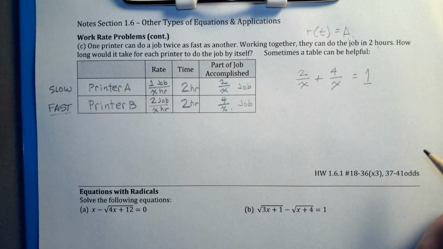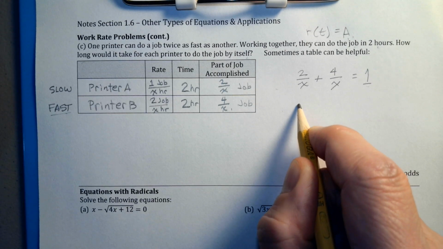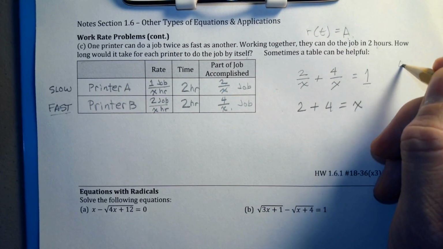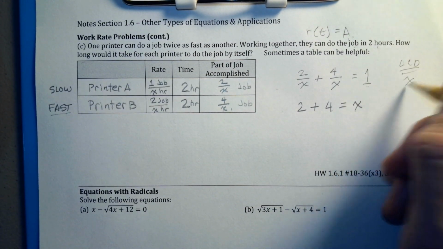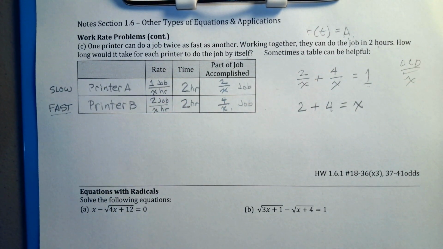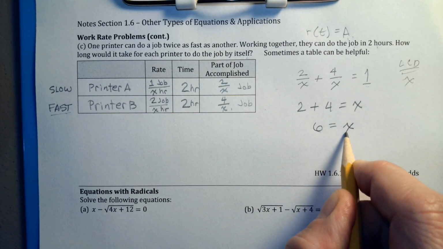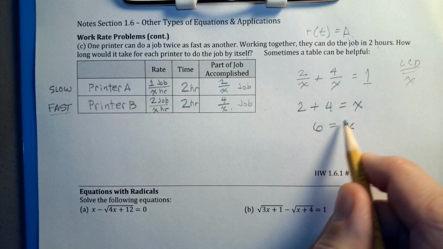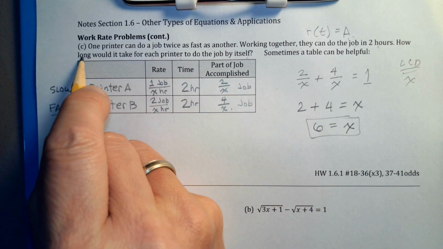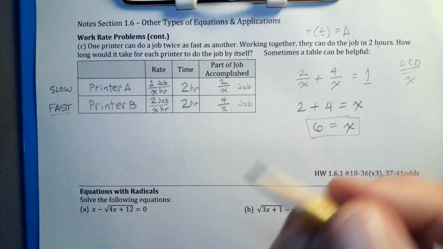Okay, so what we do here is we multiply through by X, so we get 2 plus 4 equals X. So the LCD here was X, and so when I multiply by X, the X is canceled, leaving us with 2, and same thing here. Okay, and so that means 6 is equal to X. And then you just got to be careful. You can't just say, oh, there's my answer, and move on. You want to make sure you answer the question: how long would it take for each printer to do the job by itself?